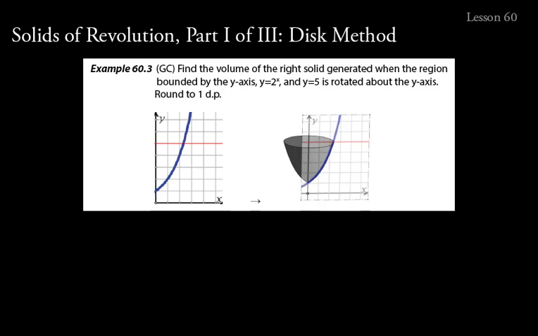Let's do one more. This time we'll revolve it around the y-axis. So you can see that solid form there, and let's just read this through. It says we can use a graphing calculator. That's what the GC is there for. Find the volume of the solid generated when the region bounded by the y-axis, the function y equals 2 to the x, and the line y equals 5 is rotated about the y-axis. We need to know how tall it's going to be, so we have to have a stopping point there.